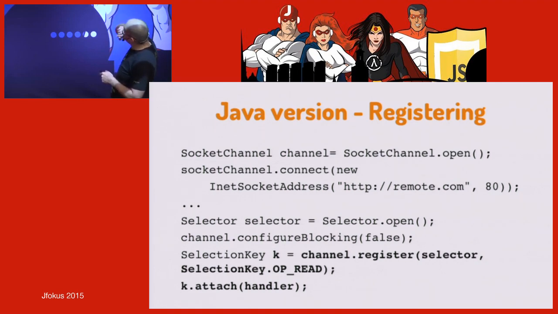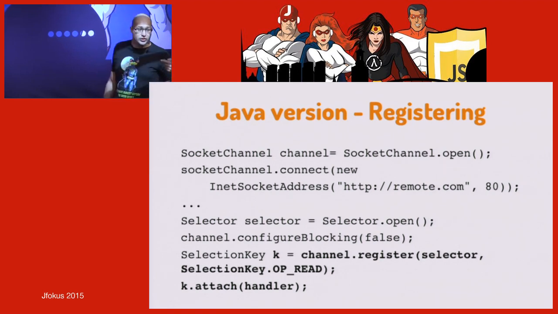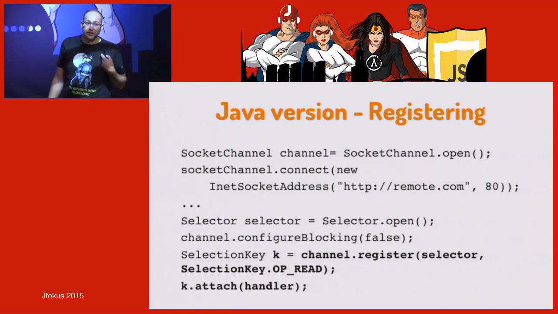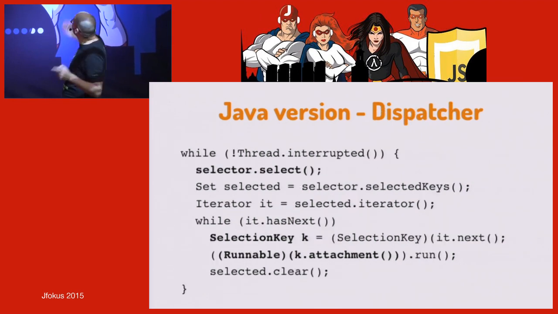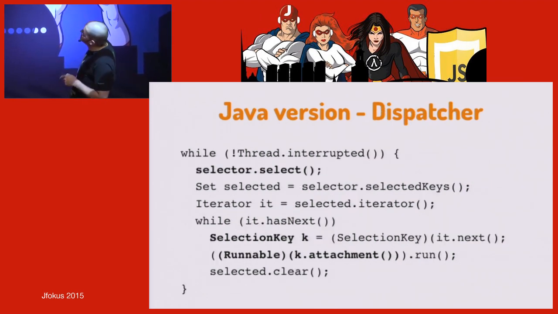So some channel, this is a client, registers itself for a selector with some type of event, a selection key. So this guy said, okay, I want to read. This is the operation I am interested in. And then it attaches a handler, which means what operation should be done when an event of such kind that I'm interested in is coming. Right? Pretty simple. And here is the dispatcher thread.